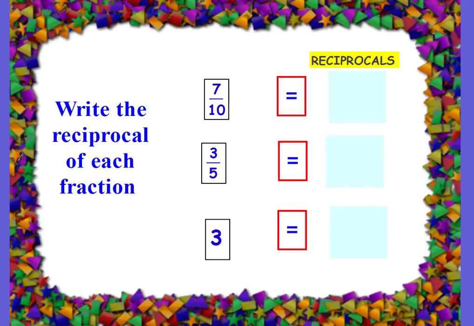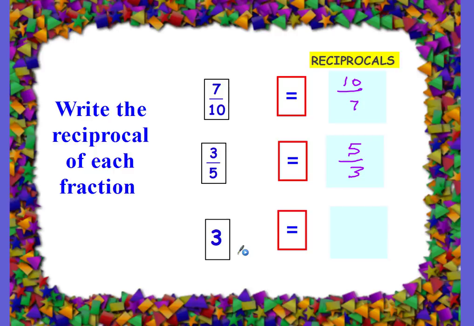So go ahead and pause the video, and then I want you to write the reciprocal for each of these fractions, and then come back and check and we'll see how you did. Okay, the reciprocal for 7/10, just flip it and you get 10/7. Flip 3/5 and the reciprocal is 5/3.